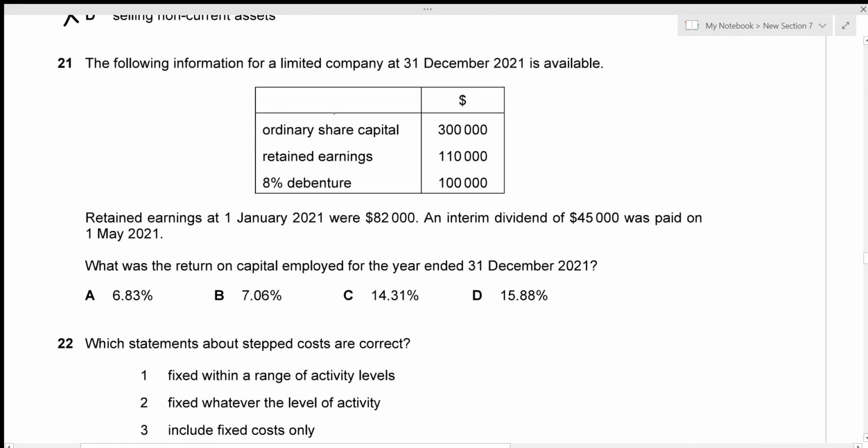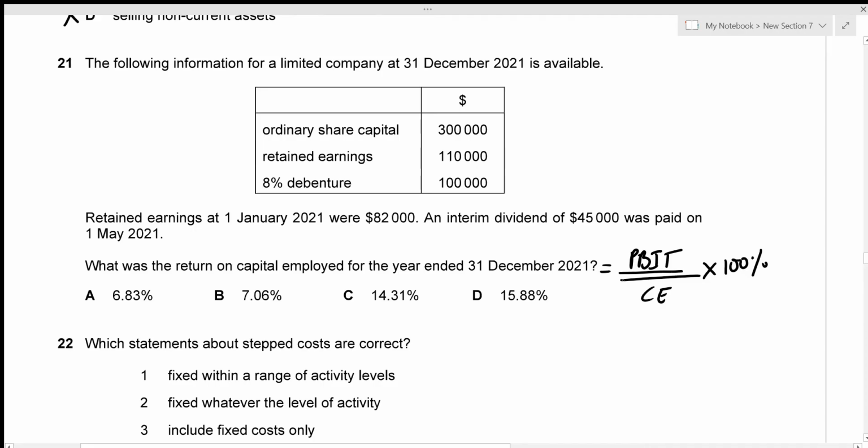The following information for a limited company at 31st December 2021 is available. We're given the ordinary share capital, retained earnings at 8% debenture. Now, retained earnings at 1st January 2021 is given, and then an interim dividend was also paid. We need to figure out the return on capital employed. So return on capital employed is just going to be profit before interest and tax divided by capital employed into 100%.